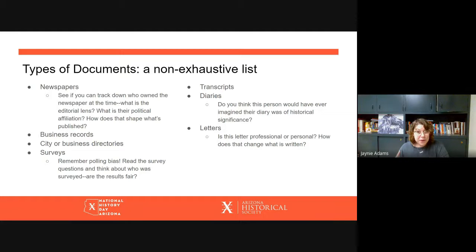Then we've got business records as a kind of document, city or business directories, surveys. Now, it's important to remember polling bias when you're looking at a survey. Polling bias is the idea that you intentionally select your pollees to sway the answer and to make the answer look like a certain thing. So you want to make sure that you read the survey questions and think about who was surveyed. And then ask yourself, is this a fair representation of whatever population they're trying to make this generalization about?